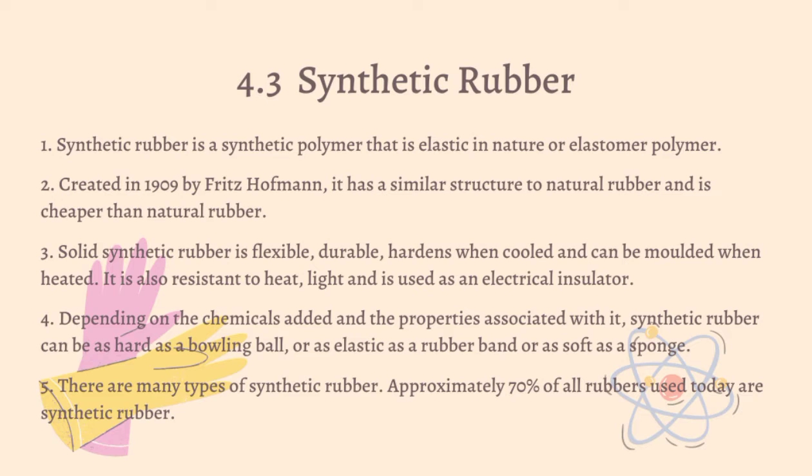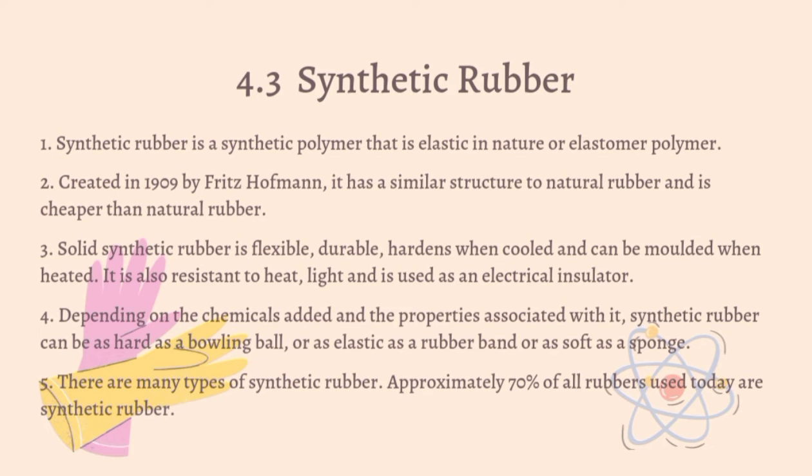hardens when cooled and can be molded and heated. It is also resistant to heat, light, and is used as an electrical insulator. Depending on the chemicals added and the properties associated with it, synthetic rubber can be as hard as a bowling ball, or as elastic as a rubber band, or as soft as a sponge. There are many types of synthetic rubber. Approximately 70% of all rubbers used today are synthetic rubber.